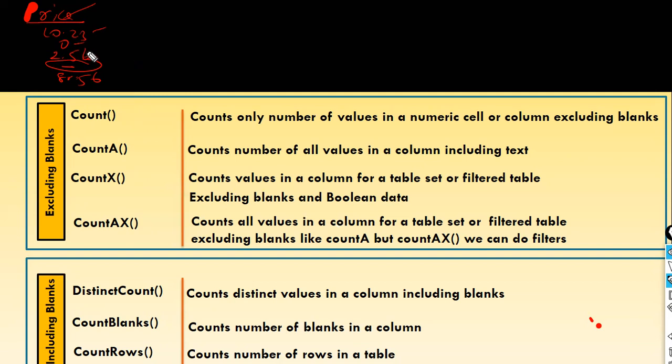So 1, 2, 3, 4. It excludes the blank value. It doesn't take into account the blank value. So 1, 2, 3, 4, right? So 4 values, but actually we have 5 records, and one record has a blank value in the price column. These set of functions simply ignore it, okay? Whereas the other functions will include the blank value also.